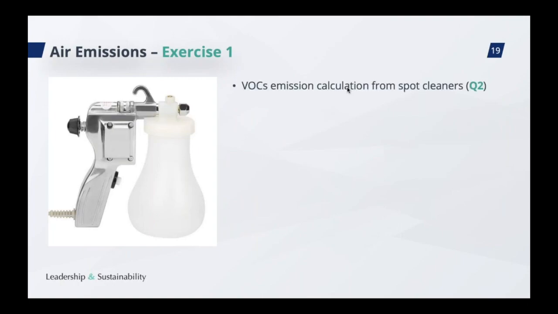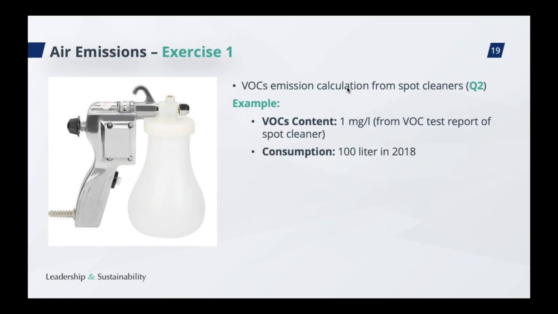Next slide. Let's do a calculation exercise for VOC emissions from spot cleaners to understand better. Let's assume the VOC content is 1 milligram per liter from the VOC test report of the spot cleaner, and in 2018 the facility consumed 100 liters of spot cleaner. Then you can multiply 100 liters by 1 milligram per liter. That equals 100 milligrams of VOC emitted in 2018.